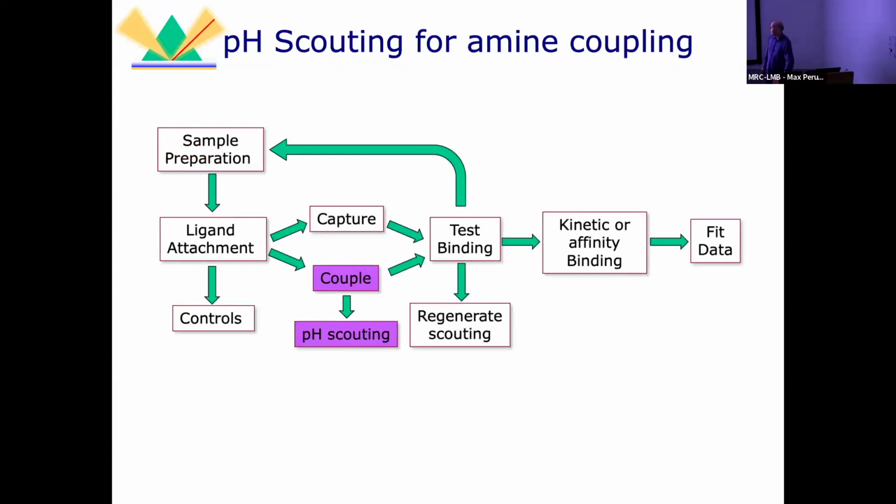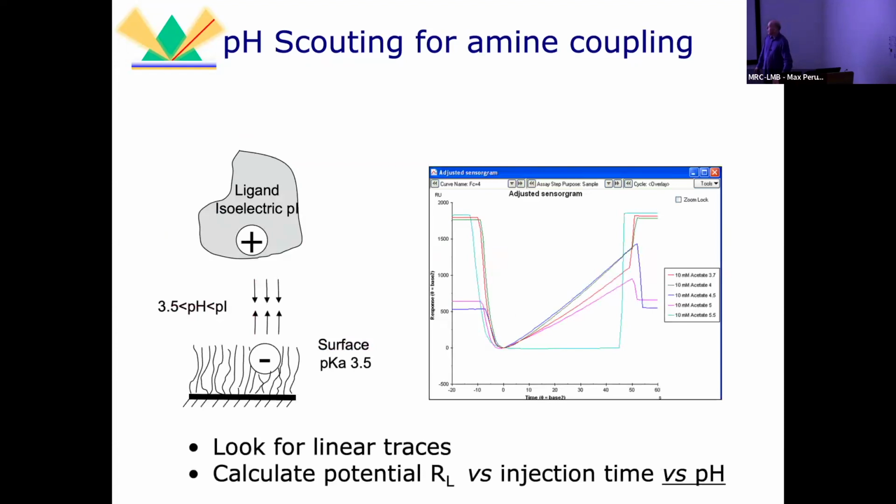Okay, so we've got things coupled. How do we couple things on Biacore? Well, we can use very, very small amounts of protein, and we can take advantage of the fact that this surface is slightly negatively charged. If you put your protein in a pH below its pI, it's going to be positively charged. So it's going to be attracted to the surface just by electrostatics, and that increases the chances you're going to cross-link.